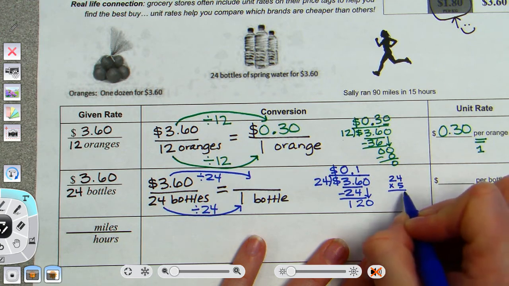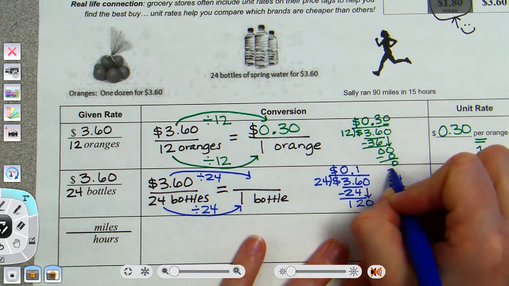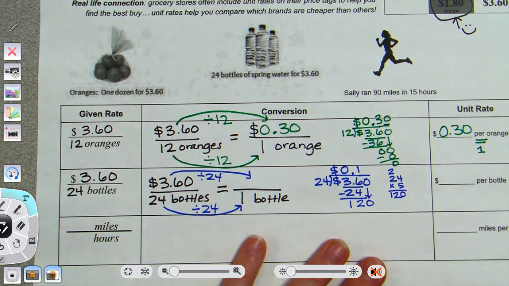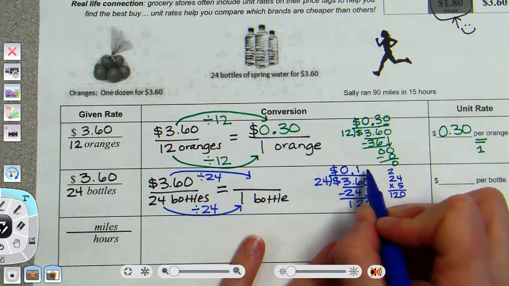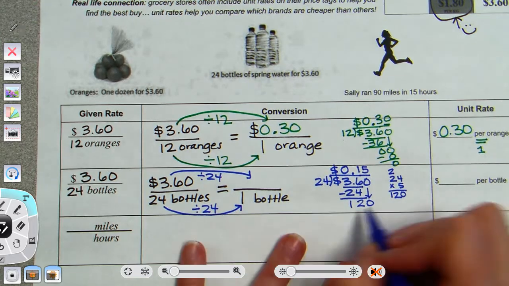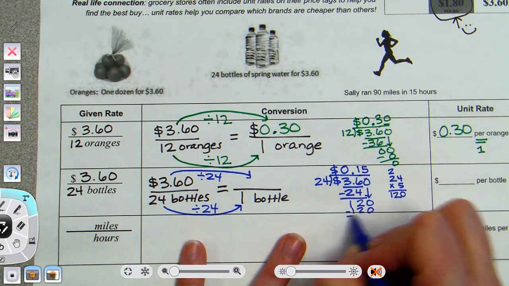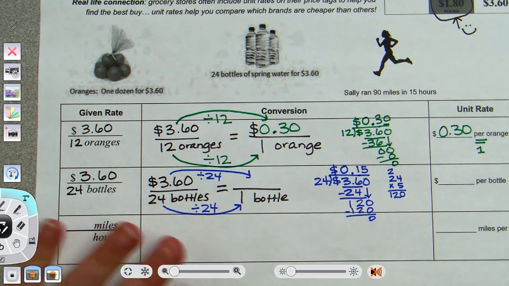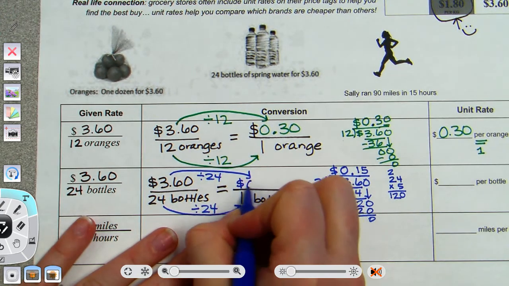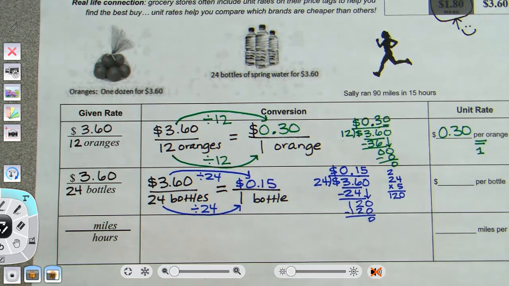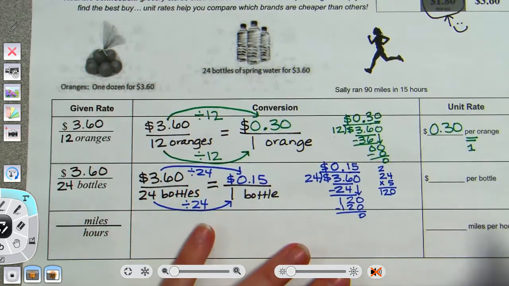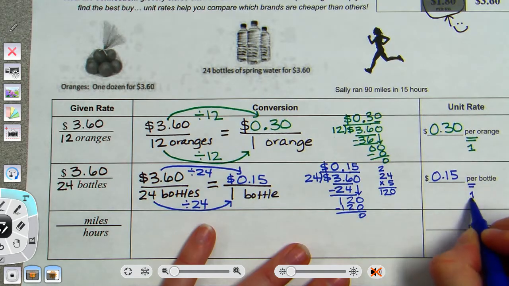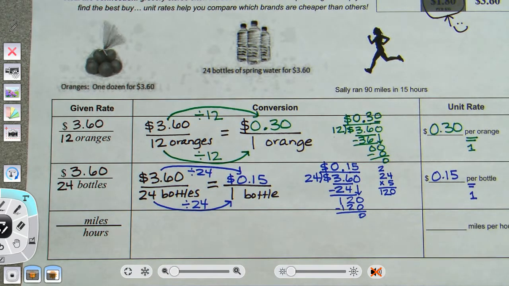Okay, 5 times 4 is 20. 5 times 2 is 10, plus 2 is 12. Oh, look at that. I got there perfectly in 1 step. So we found the answer was 5. That got me to 120, and when I subtracted, there was no leftovers. So I got an answer of 15 cents. So I'm going to write that up here, $0.15. That means that it was 15 cents per bottle, and remember, per meant 1.